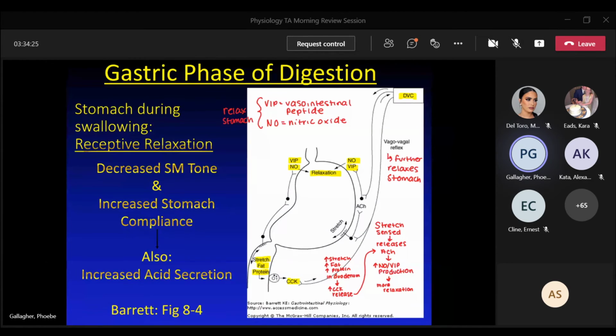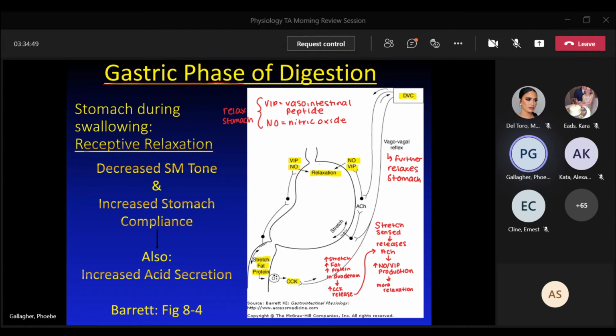Okay, so moving on to the gastric phase of digestion. When you think of the gastric phase, this is where he says to kind of put it. It's kind of ambiguous, like there's kind of a lot of overlap between cephalic and gastric phase. So for our purposes and for the purposes of the exam, associate it with, as soon as food hits your stomach.